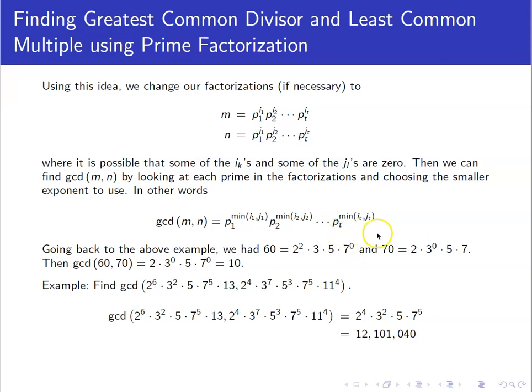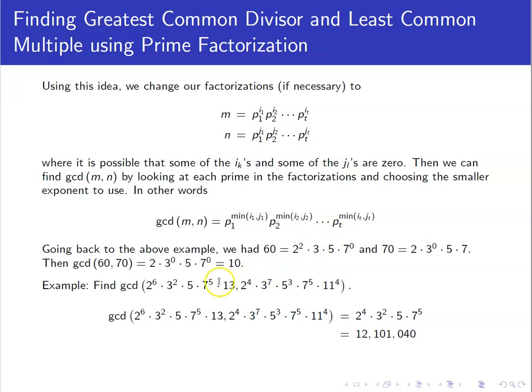So going back to what my general formula looks like here, I look at the first prime, I take the smaller of the two exponents and put that on my prime to give me the power on P1 that will divide both numbers. So that's the biggest that divides both. Likewise, if I go to the second prime, I'll pick the smaller of the two exponents, put that on the P2, and continue across until I get to the last one, and that will be my GCD for both numbers.